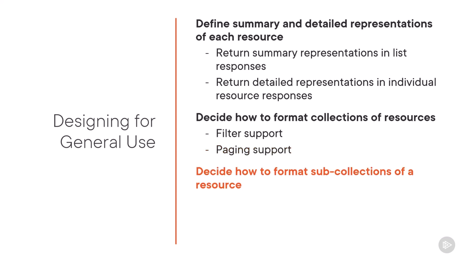For resources that have relationships or sub-collections, choose what to do with them in your summary and detailed representations. For a detailed representation, typically you'll include at least one level deep of your sub-collections. But here too, you might consider whether you need paging if those collections are large. Another approach that can minimize the size of the representation's collections is to provide them as URIs along with paging support.